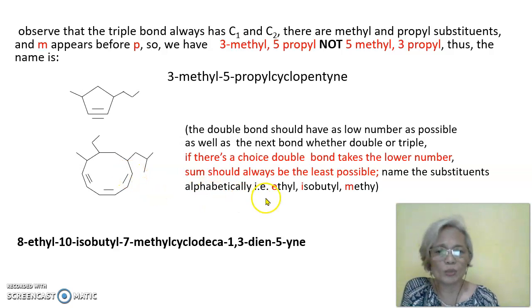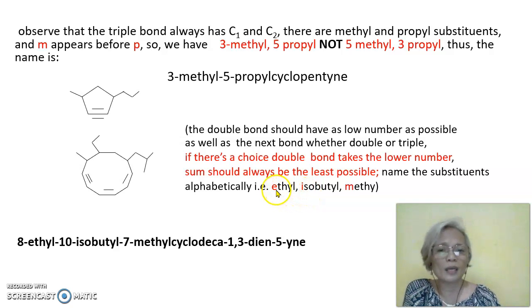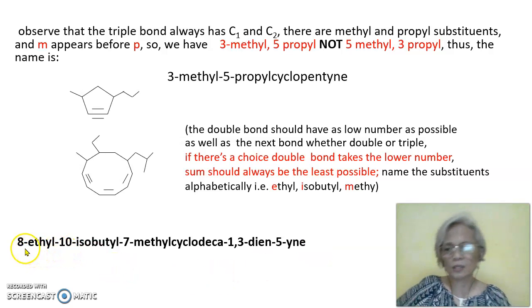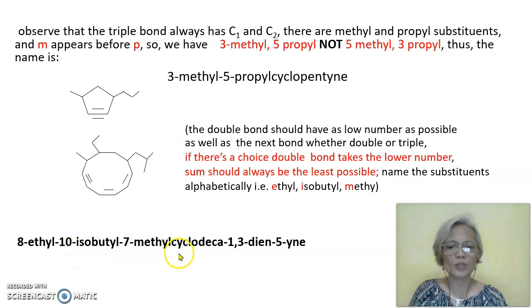And then we have the substituents ethyl, isobutyl, and methyl. The i in isobutyl is considered because iso is not a prefix; it is really part of the name. So the order should be ethyl, isobutyl, and then methyl. Looking at the locants, we have the ethyl group attached to carbon number 8, isobutyl attached to carbon number 10, and methyl attached to carbon number 7. So we call this 8-ethyl-10-isobutyl-7-methylcyclodeca-1,3-dien-5-yne.